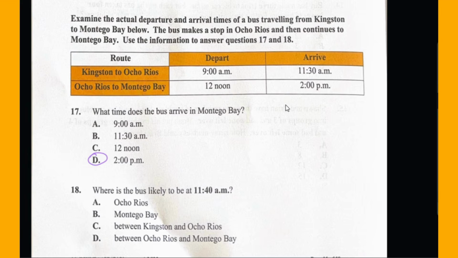So 11:40, we're going to write it right here, 11:40 a.m. So the bus left from Kingston to Ocho Rios at 9 a.m. and got there at 11:30 a.m. Now it is scheduled to leave Ocho Rios at 12 noon. So at 11:40 a.m. the bus is still in Ocho Rios. So we're going to choose option A for the answer.